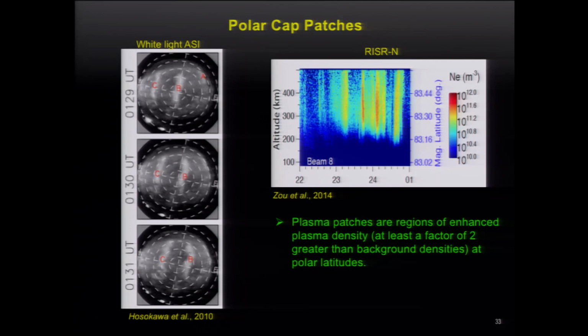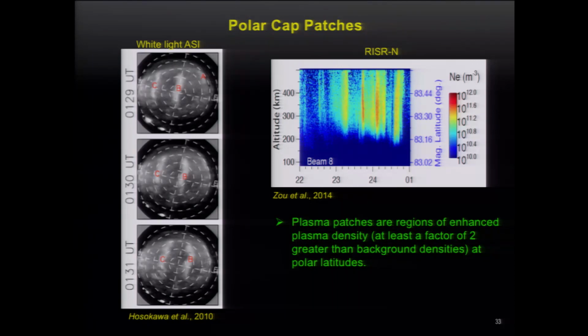I think this is a vertical beam. So you can see those high density and tall stripes, the 1, 2, 3, 4, those are the polar cap patches that are measured by the radar as they drift across the radar. We can also observe them using the ground-based all-sky imagers. Like here is one, cigar-shaped, and another one, drifting from the west to the east in this case.